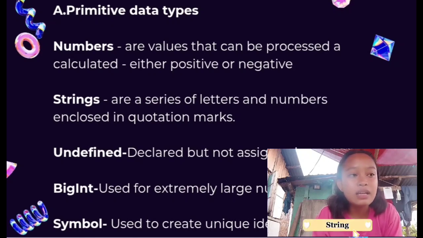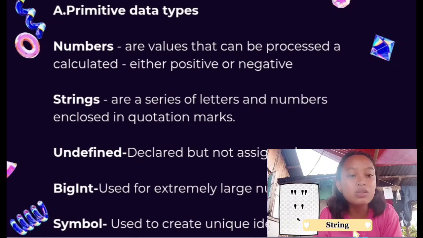The second one is string. A string is a series of letters and numbers enclosed in quotation marks. There are three kinds of quotation marks for strings: double quotation, single quotation, and backtick.